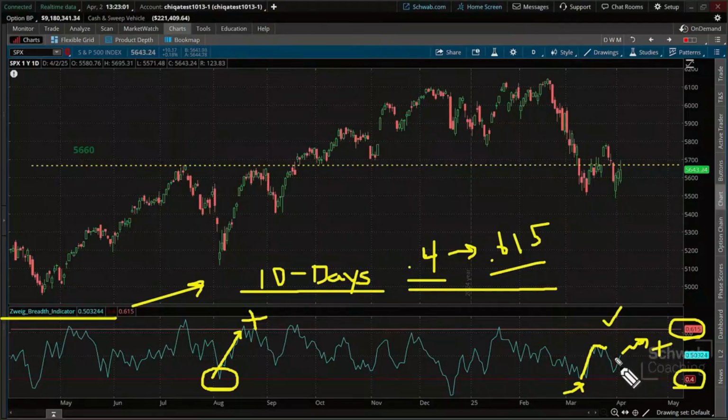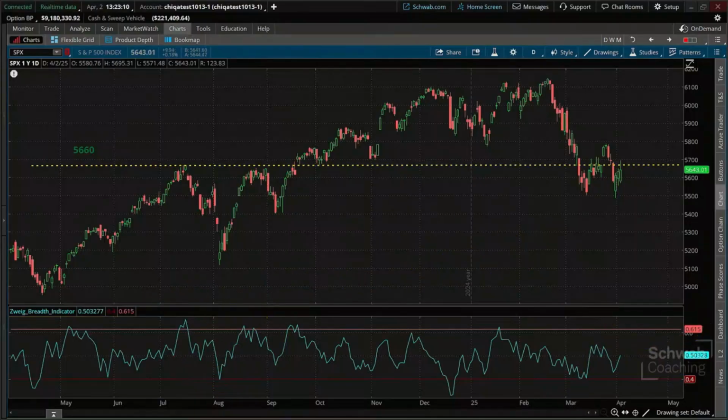But I wanted to just highlight it. We didn't get this here, but we got it over here. It's a really cool one to keep an eye on if you can track it, but that is the indicator.